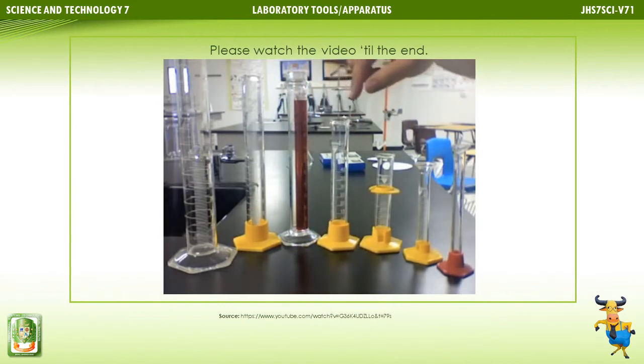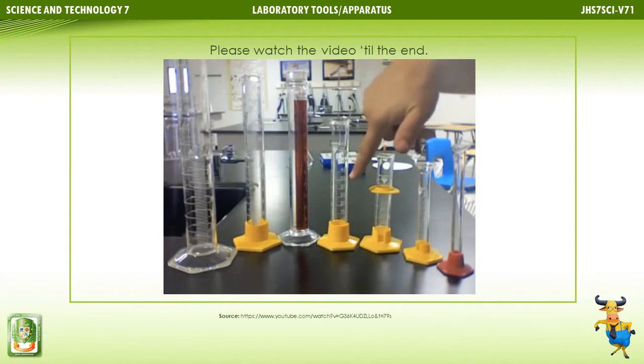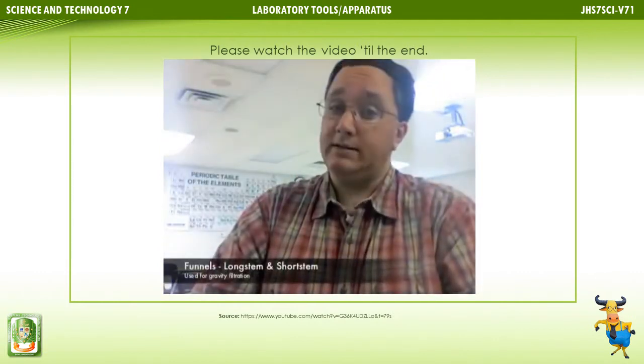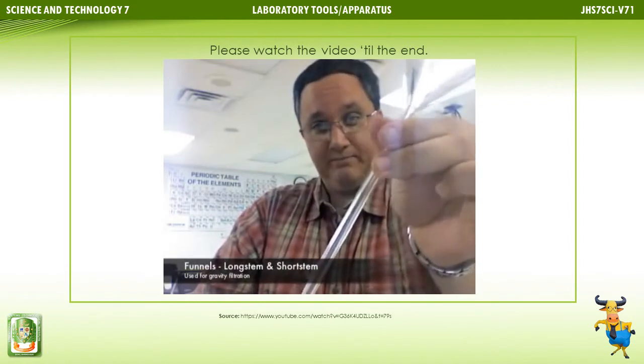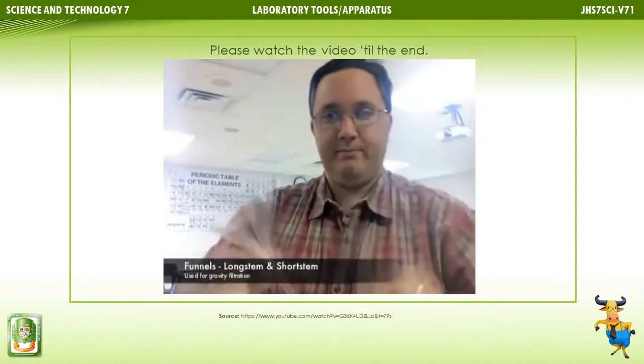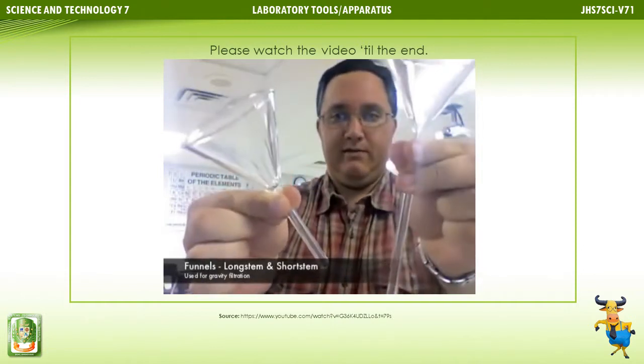It would be better to measure out 35 milliliters with a graduated cylinder than it would be with a beaker, because there are more lines on the graduated cylinder. Okay, next are funnels. Funnels can come in long stem. Funnels can come in short stem. Long stem, short stem. Funnels.